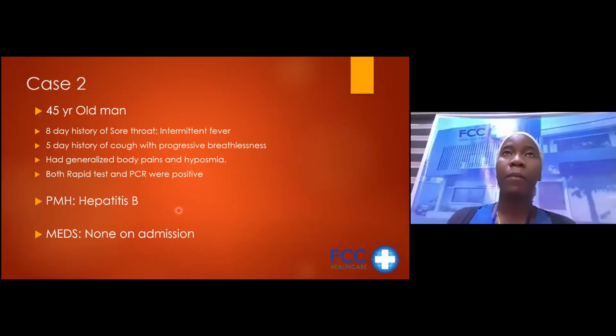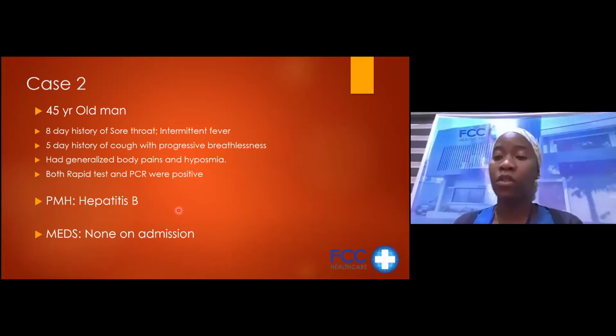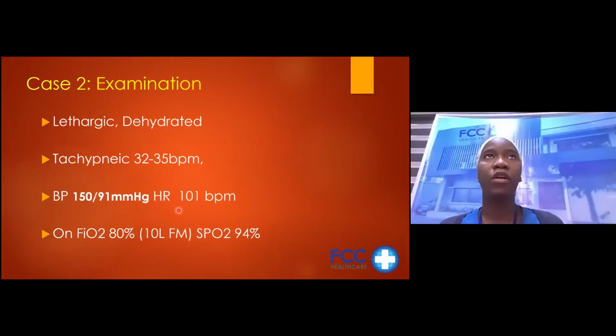So we did a rapid COVID test, and later on did a PCR test. Both were positive. The only significant medical history he had was hepatitis B, which was diagnosed some years ago. But at presentation, he was not on any medication for that. On examination, we found him to be very lethargic, dehydrated. He was tachypneic, he was tachycardic, and his blood pressure was elevated at 150/91.